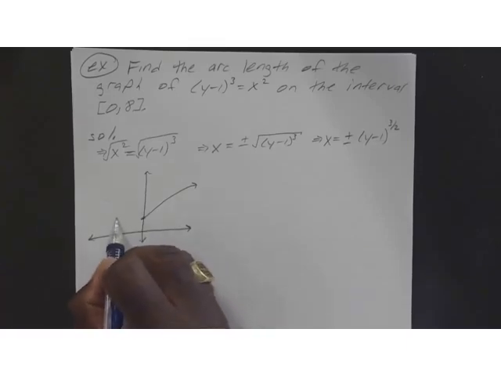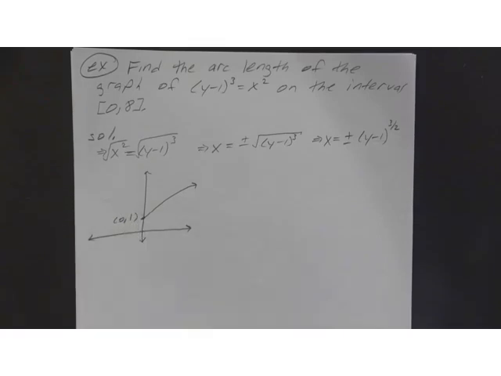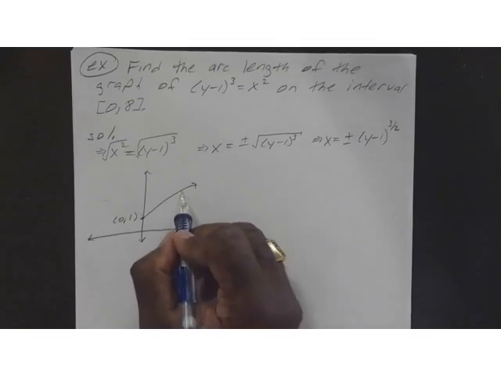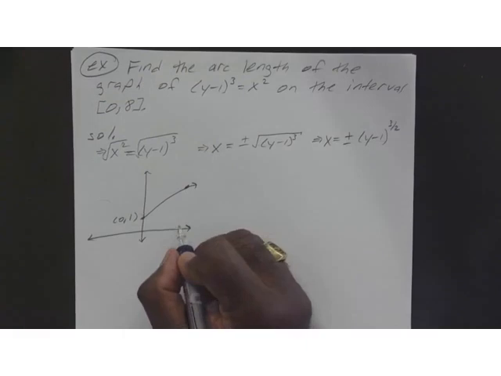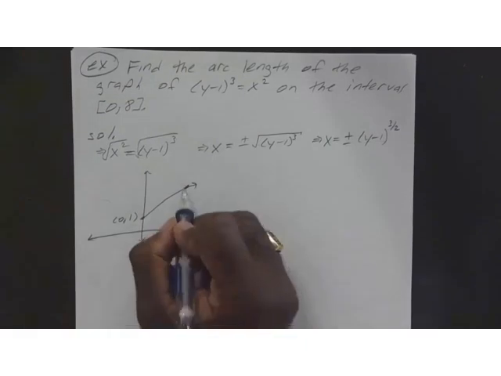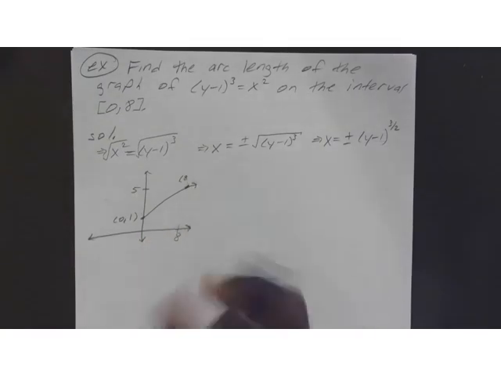So we know here, when x is equal to 0, y is equal to 1. And the point where x is equal to 8, y is equal to 5. So we know the point (8, 5).